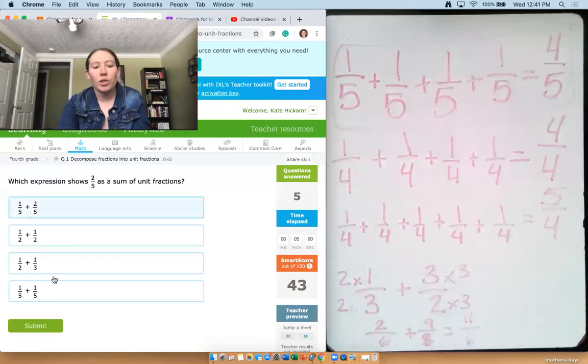This is what you're going to go through and do. Check those denominators first. So I can eliminate this one and this one. Then I have 1 plus 2, which equals 3/5, or 2/5. I'm going to click on 2/5.